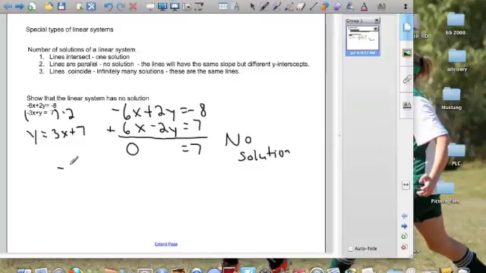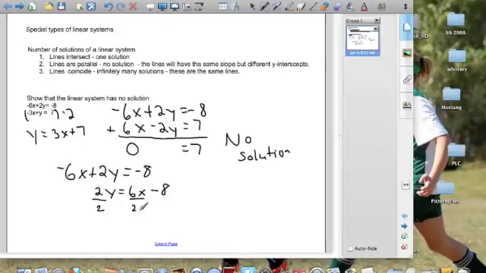Take the first equation, -6x plus 2y is equal to -8. Let's solve this for y. We're going to have 2y is equal to 6x minus 8. Divide everything by 2, and we end up with y is equal to 3x minus 4. So they have the same slope and different y-intercepts, so these two lines are parallel, and therefore we have no solution.